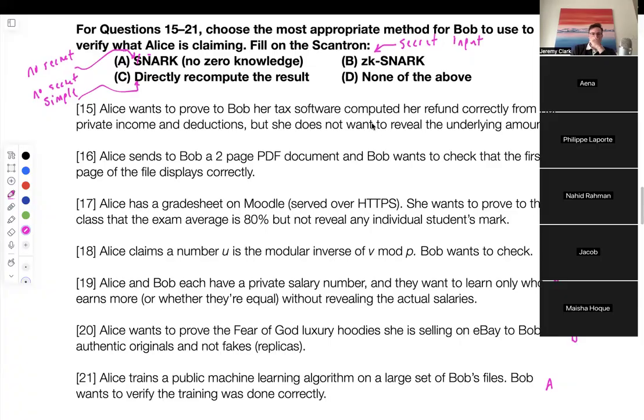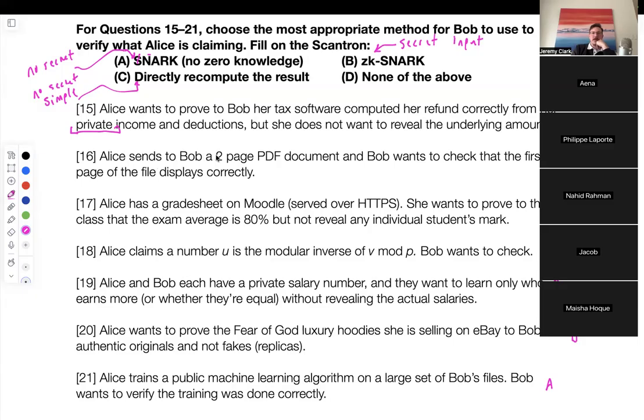Okay, so the first one says Alice wants to prove to Bob her tax software computed her refund correctly. So that's the output of the function from her private input and deductions. Okay, but she does not want to reveal the underlying amounts. Okay, so this is clearly a case where we have secret inputs. So this is going to be B.